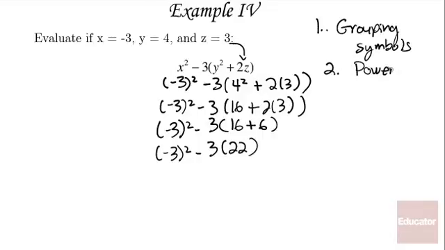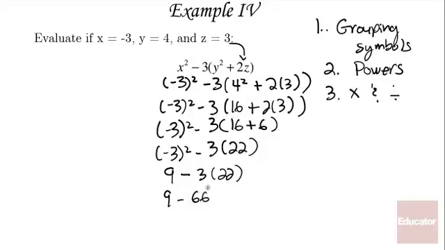So I did my grouping symbols. Now I'm looking at powers, and I do have a power. Negative 3 squared is negative 3 times 3, and that's 9. Multiply and divide. I do have some multiplication. And finally, add and subtract. And 9 minus 66 is negative 57.